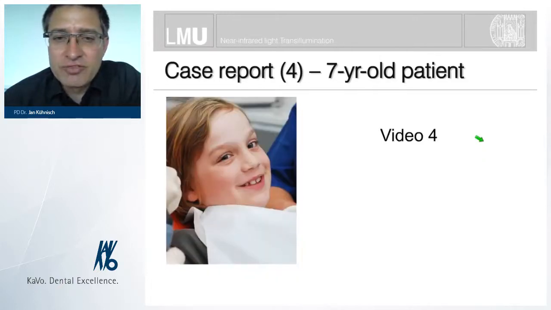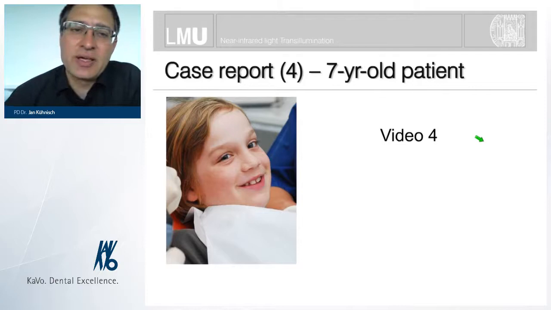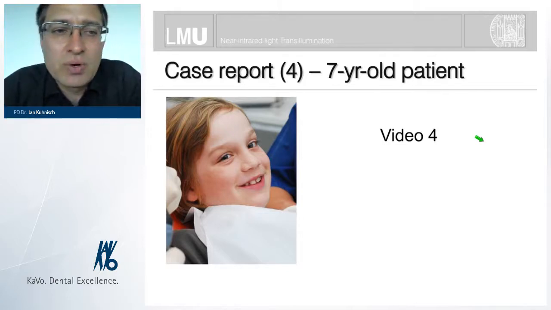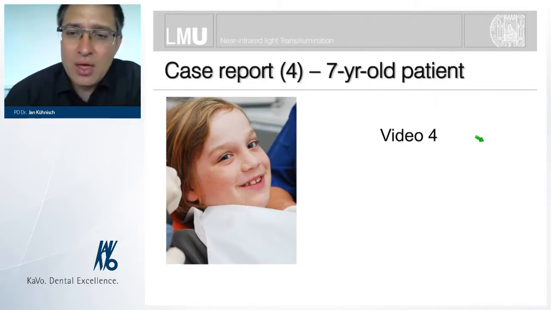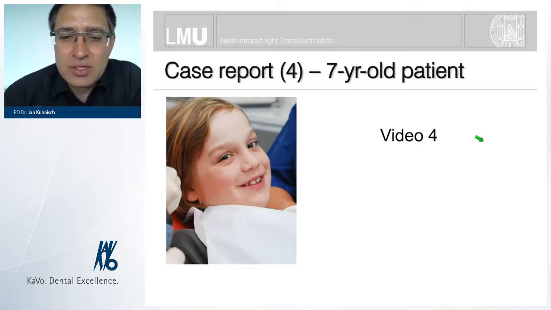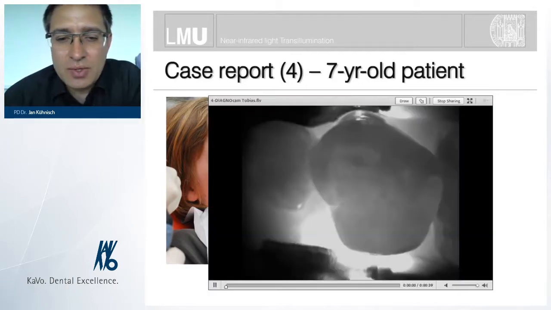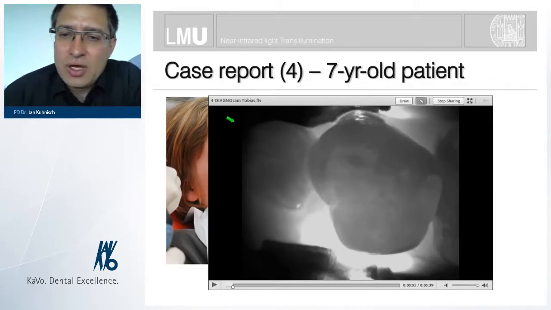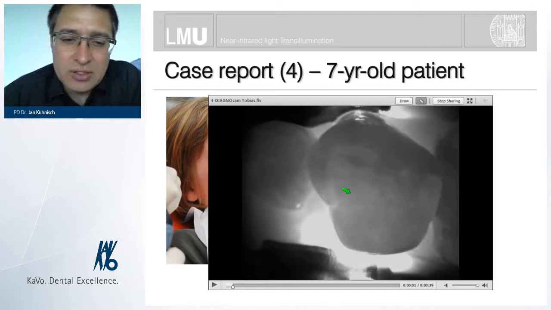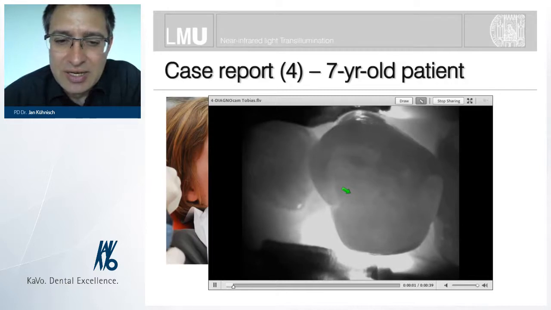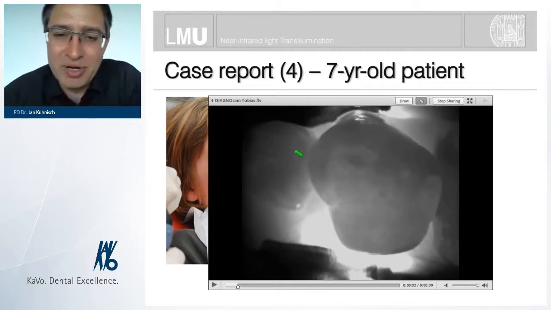The story is a little bit different for the next case, and this is also the last one with the video, where this little boy had some more caries lesions. Oops. I stopped the video, and unfortunately it is... No, it's better. No, it's not better. But we can see it.